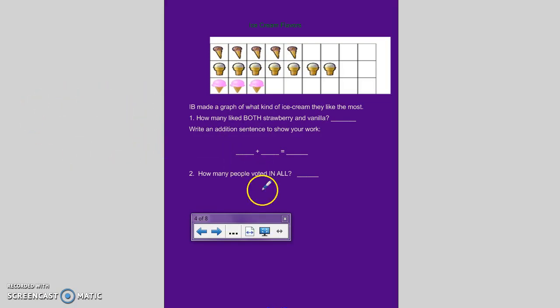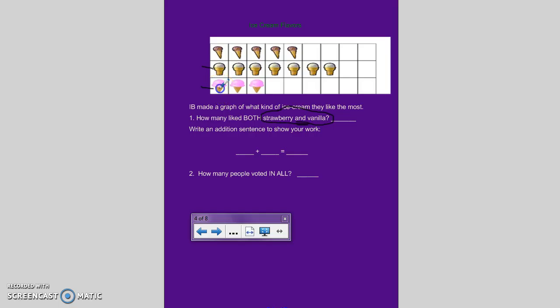So here's an example of a graph, and it has strawberry ice cream down here, vanilla ice cream, and chocolate ice cream. So 1B made a graph of what kind of ice cream they liked the most. The first question says how many liked both strawberry and vanilla. So I know that the question that I'm thinking about is how many students voted for strawberry and, that's a key word, vanilla. So here's my strawberry ice cream choices. Here are my vanilla ice cream choices.